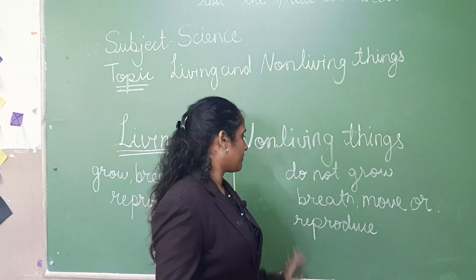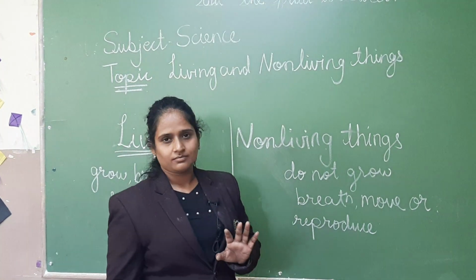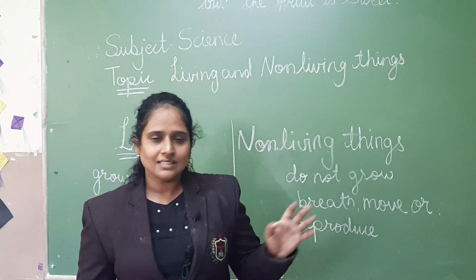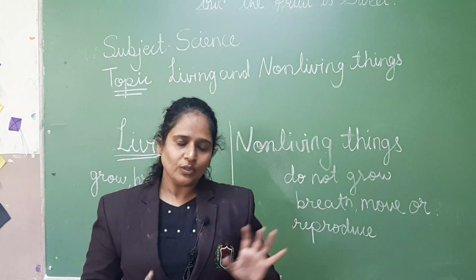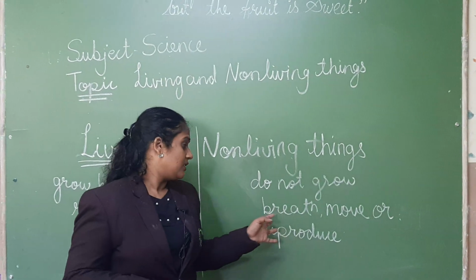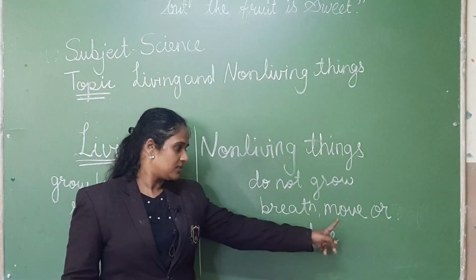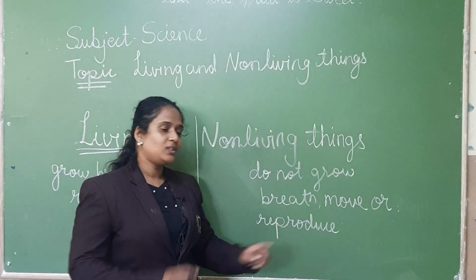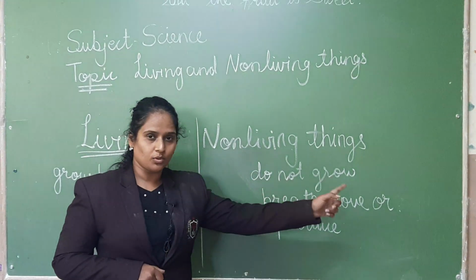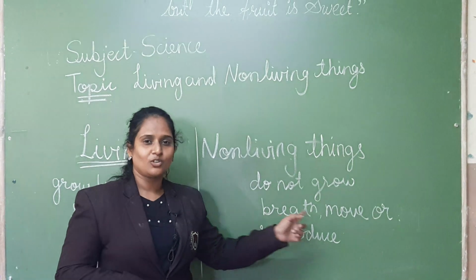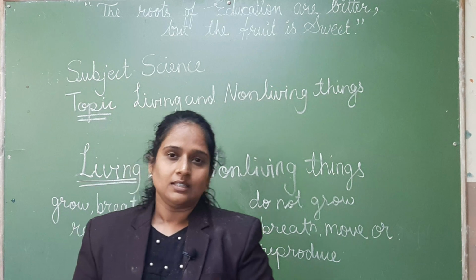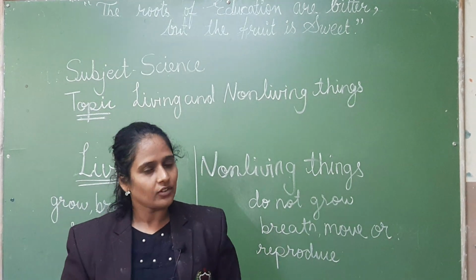Non-living things, they do not grow. You have a table at your home. Day by day, or after a few years, do you see changes in its size? No. Do they breathe? No. Do they move? No. Do they reproduce? No. So non-living things do not grow, do not breathe, do not move, and do not even reproduce. These are the differences between living and non-living things.